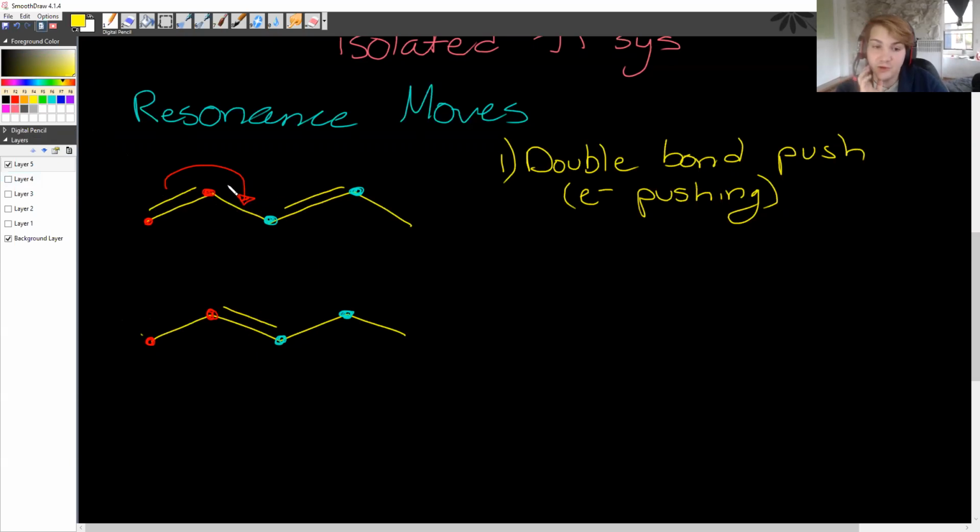By the way, if you are struggling to be able to label these with colors and stuff like that, use stars and circles. That'll help you keep everything straight.